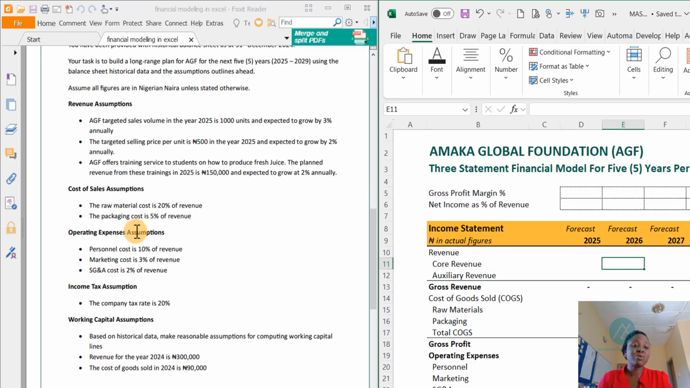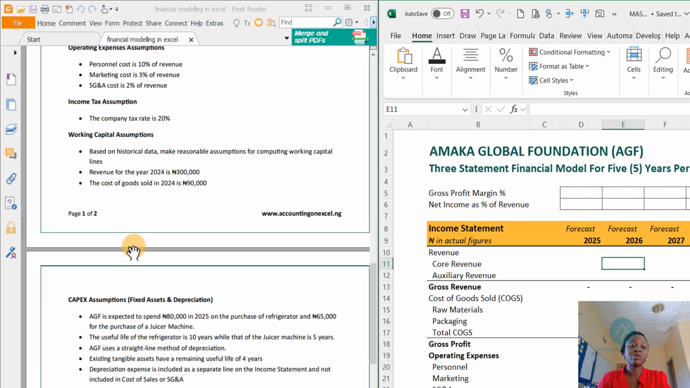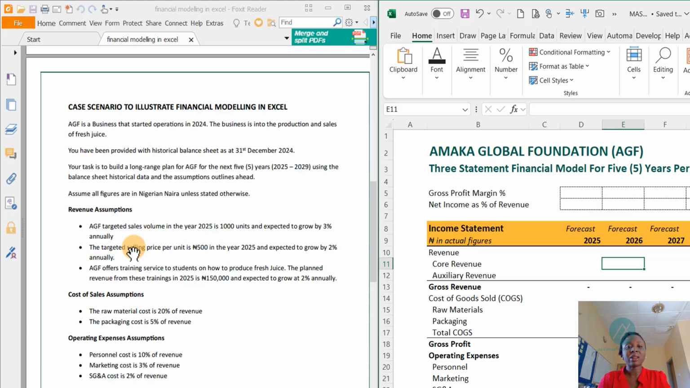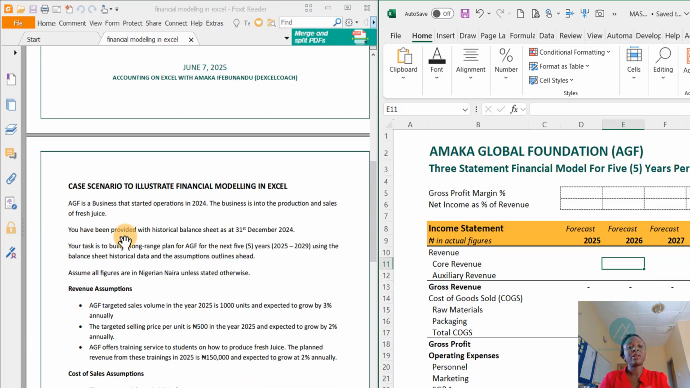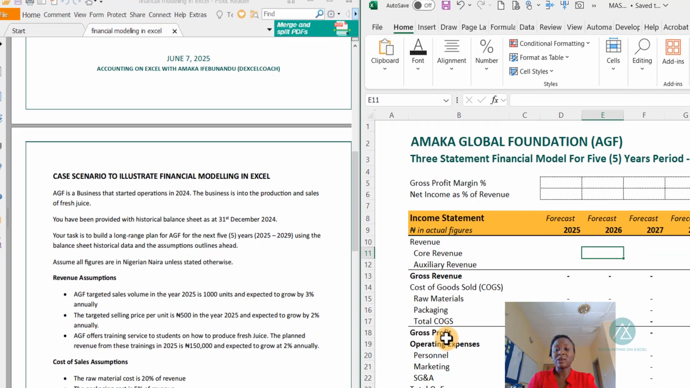So we're going to read through all this, but we're going to be taking it one after the other and outlining it. Now, I want you to understand something. When you're working with a case scenario like this, first of all, you pick out all the assumptions and all the necessary details that you need in order to build this model. So we're taking it one after the other. But before we start, let's look at the structure of our model in the Excel workbook.